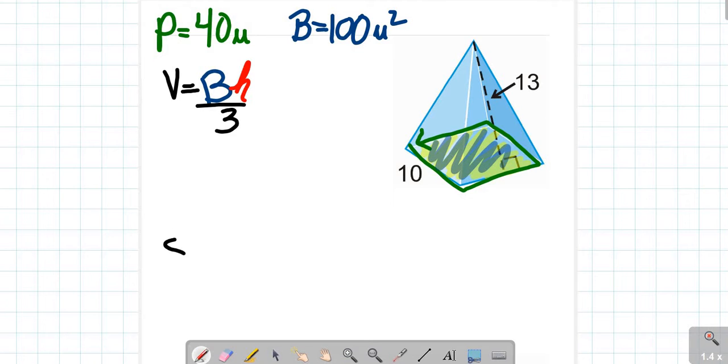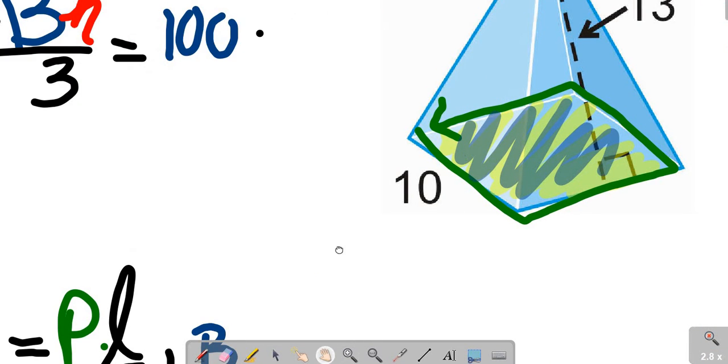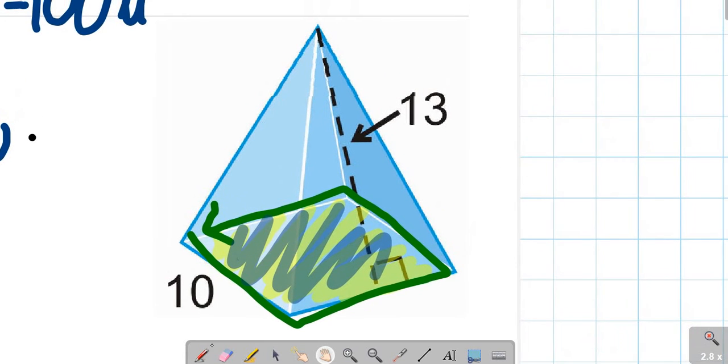And our surface area is perimeter of the base times the slant height, careful there, slant height over 2 plus 1 base. Let's take a look here. Our base we already have, 100 times, watch out, watch very carefully. This is a tricky one. Let's draw in our true height. 13 is not your true height. 13 is the slant height here. Okay, it's the slant height.